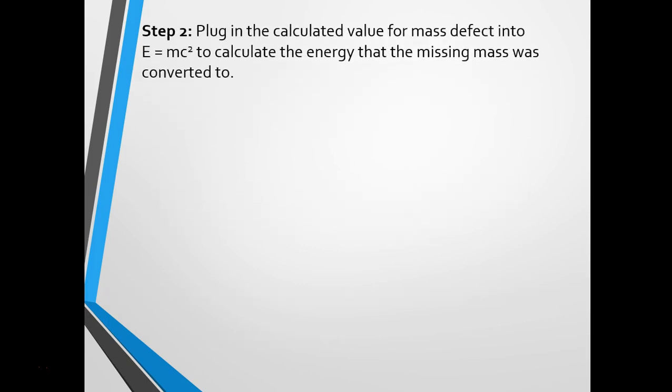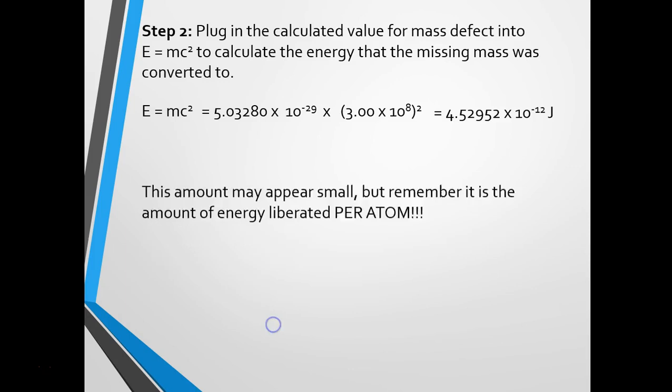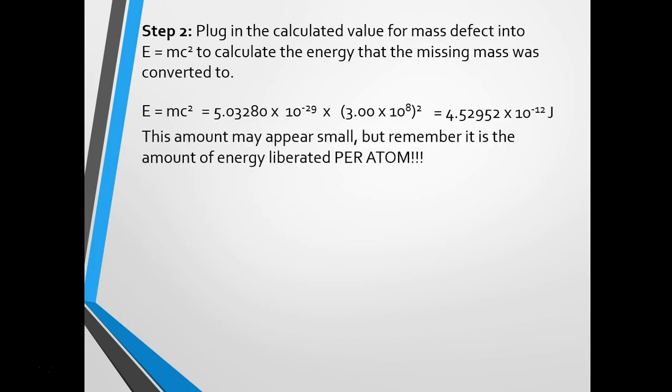Alright, so the second step will be to plug it into E equals mc squared. So we're going to take our mass defect, multiply it by the speed of light squared, and we get 4.5 times 10 to the negative 12 joules. Now this might not seem like a lot of energy, and indeed it's not, but that is the amount of energy liberated per atom. And so if we were to scale this up to a lot more than one atom, imagine multiplying that number by 6.02 times 10 to the 23rd. That would just be for 4 grams of helium.